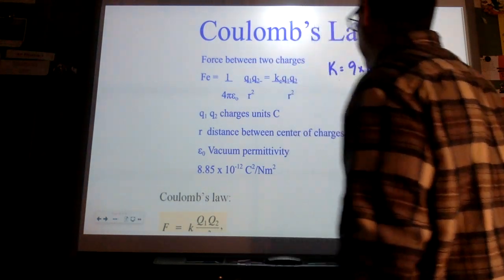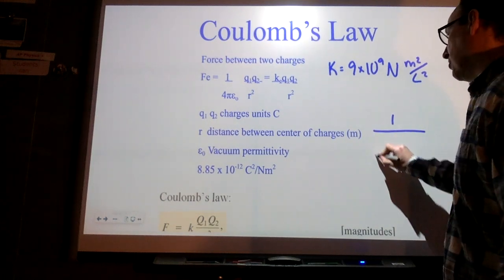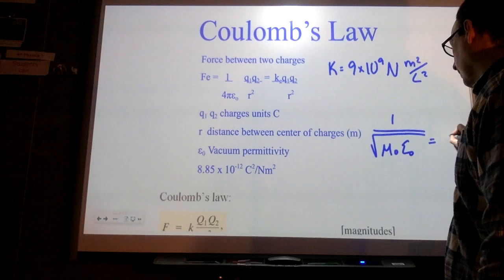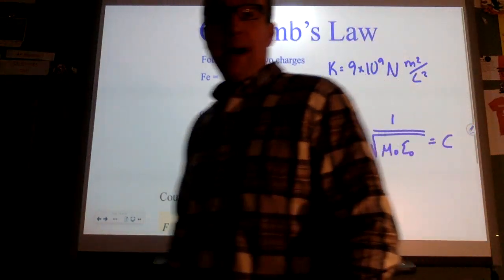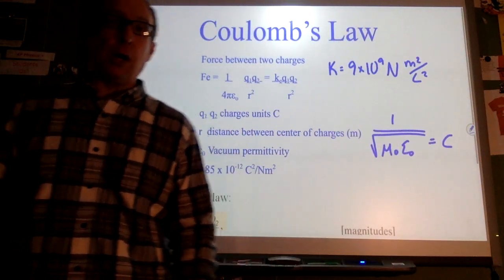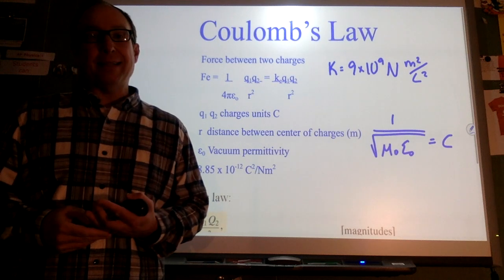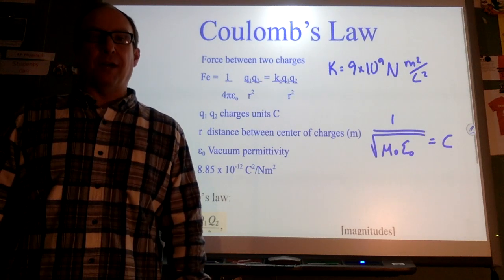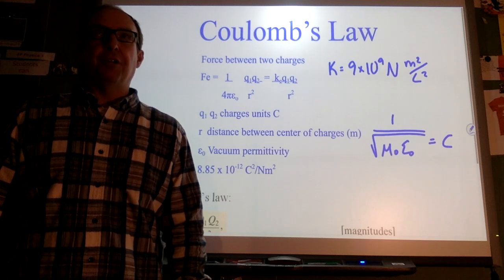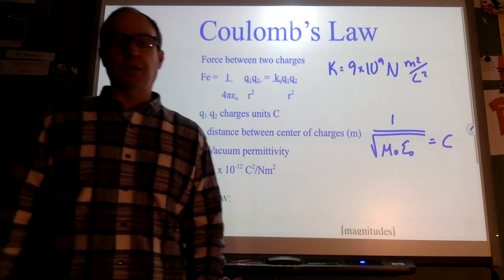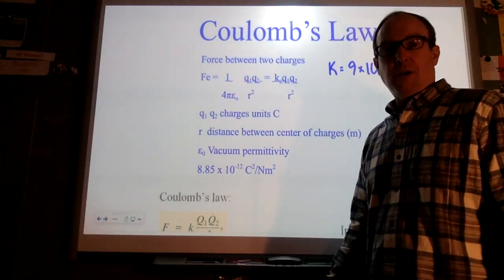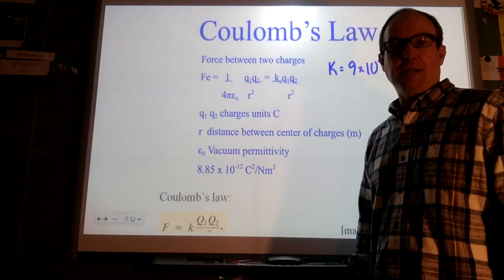And it turns out that you don't need to know this, but 1 divided by the square root of our permeability constant times our permittivity constant ends up being the speed of light, which is something that James Clerk Maxwell discovered, which we won't get into with Maxwell's equations, but they're a big part of electricity and magnetism.